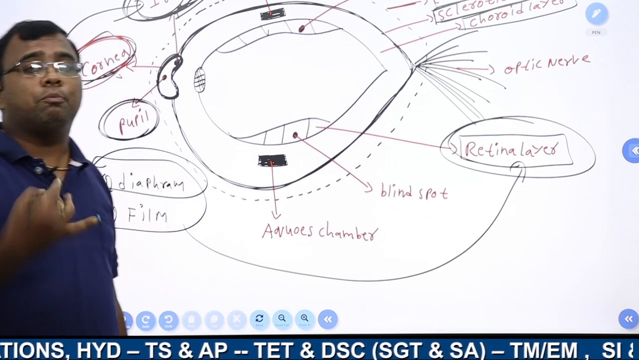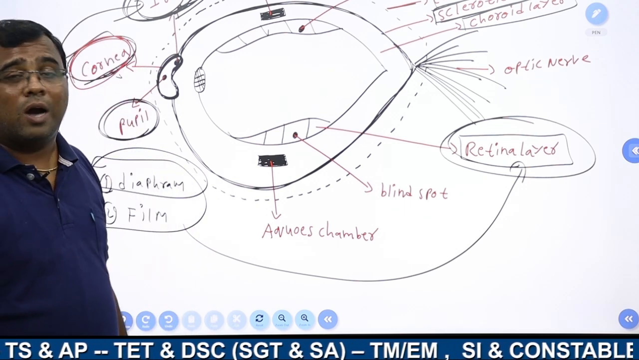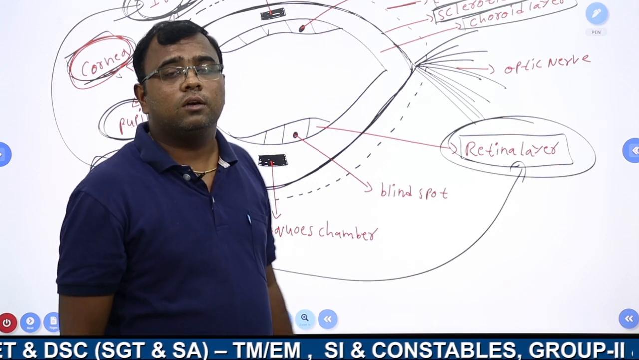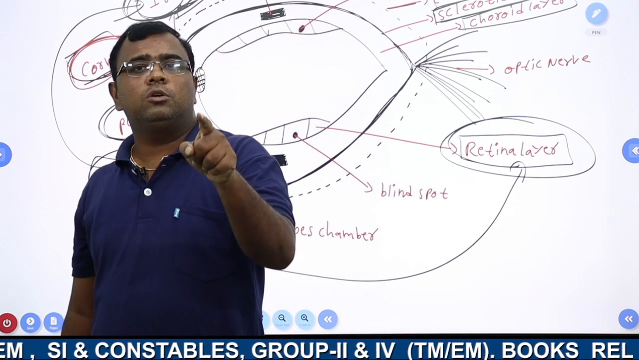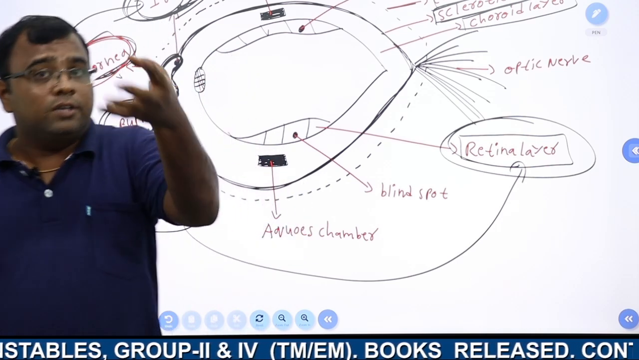What is the function of the pupil? The pupil's function is to make near objects and distant objects visible.